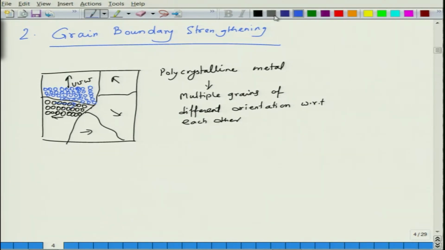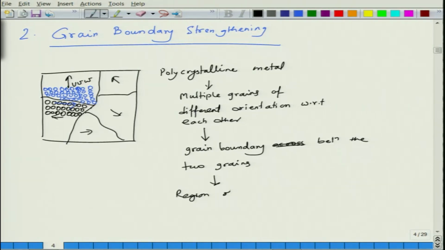So basically what we have is a grain boundary across the two grains. A grain boundary is basically a region of disturbance, and you can have various kinds of grain boundaries such as low angle grain boundary, small angle grain boundary, depending upon the angle of misorientation. There are other definitions as well, but we will just restrict ourselves to small and low angle grain boundaries.